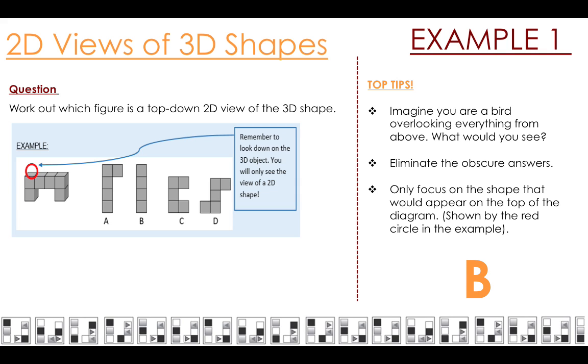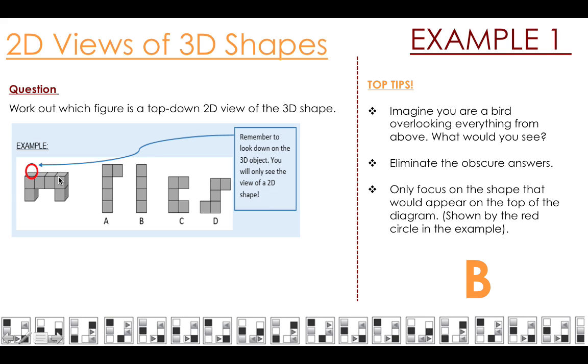So this sample question is pretty basic, and some questions like this will involve more squares in a range of different positions, which will make it harder to determine the correct answer. However, using the same process as we have just used here means that you'll be able to work out any level of difficulty through process of elimination, ruling out the most obscure answers and focusing on the shape by imagining that you are a bird overlooking everything from above.